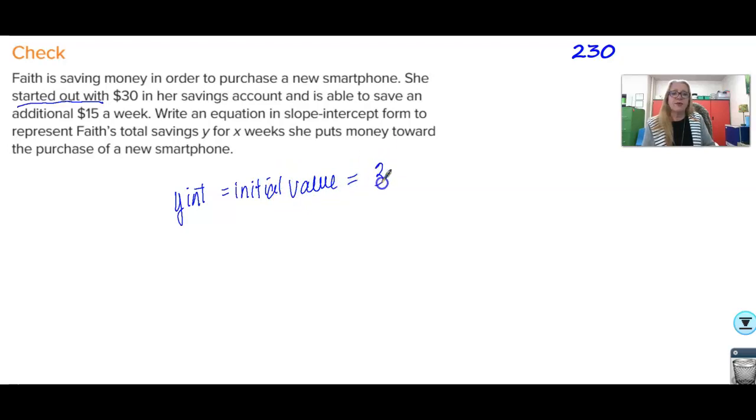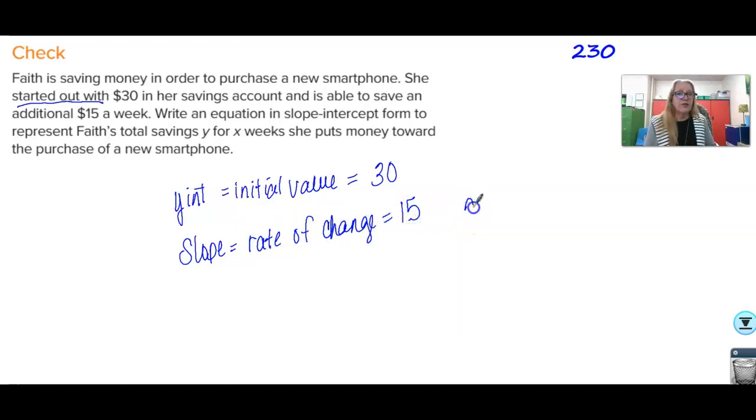She started out with 30, okay? And she's saving $15 each week. 15 is the number you would have to use over and over again. 15 this week, 15 next week, 15 the following week. That's your slope or your rate of change. Rate of change is 15.